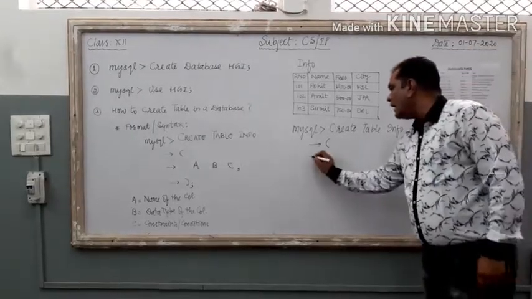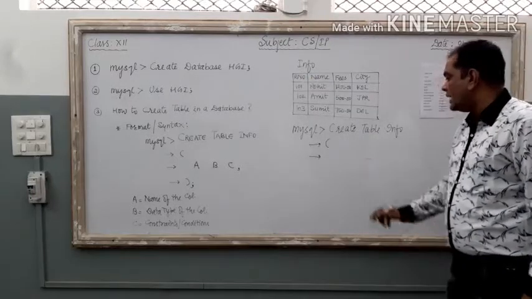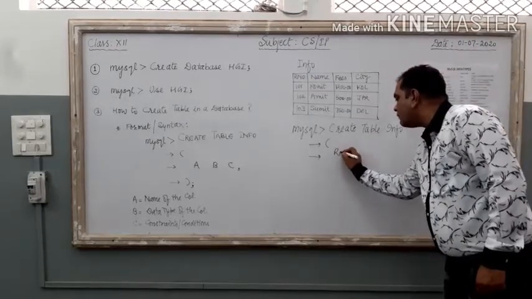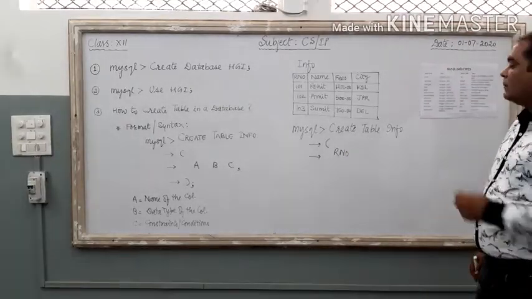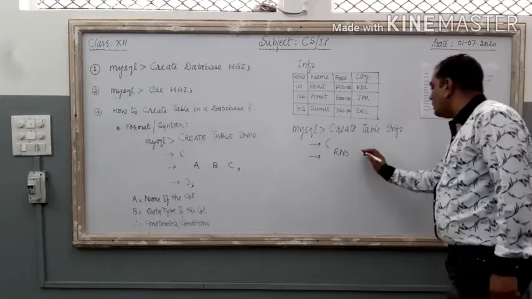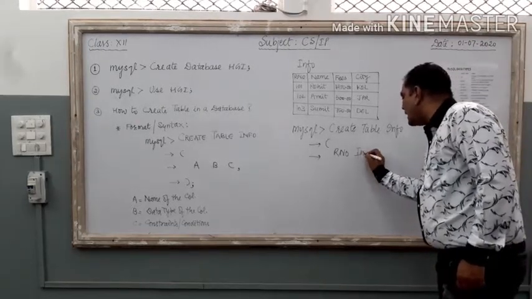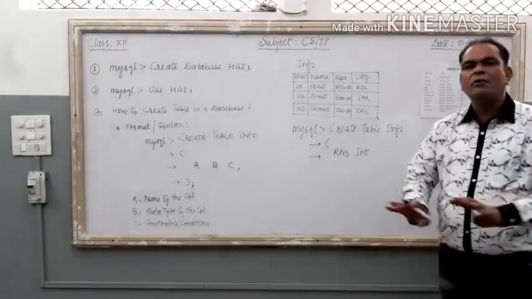Then again enter. At the third line, we are going to create the very first column of the table. So here write the first column name. In the third line, RNO, it is the column name. Space, what is the data type of that column? This column data type is integer, so int. Clear? मुझे कोई कांस्टेंट, कोई कंडीशन नहीं लगानी है.